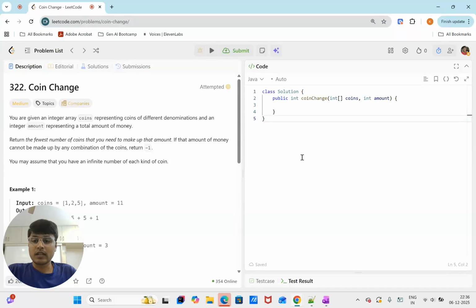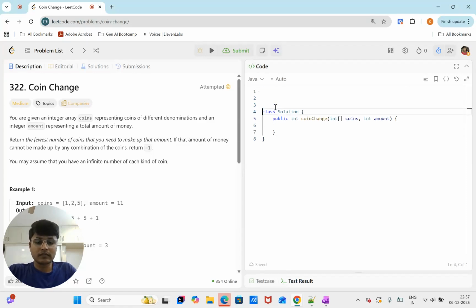And they have also given that you may assume you have an infinite number of each kind of coin. So basically we need to try out all the combinations of coins. We need to find out the minimum number of coins that makes this amount. So when we say try out all the possible combinations, then we can think about recursion. So let me write down.